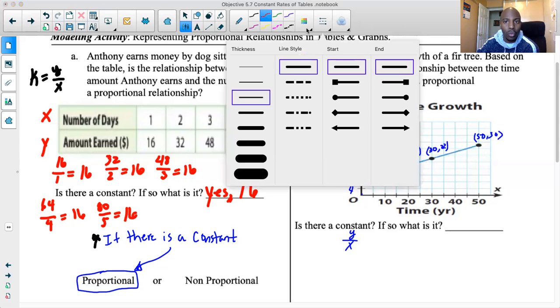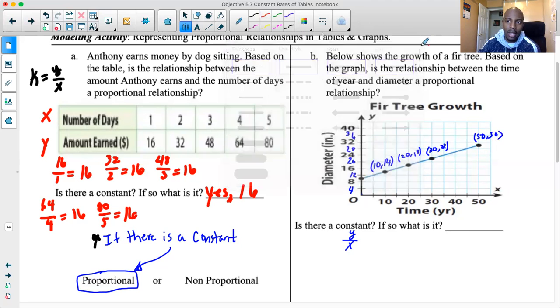Now, the reason you identify these points is because you have to determine if this is proportional. The way we determine if it's proportional is we do our y's divided by our x's. Remember, in every coordinate, the first value is x and the second value is y. So I'm going to do every single one to determine if there is a constant, because I have to figure out if there's a constant here. So I'm going to do 14 divided by 10.